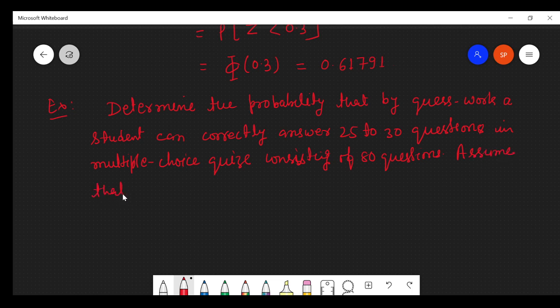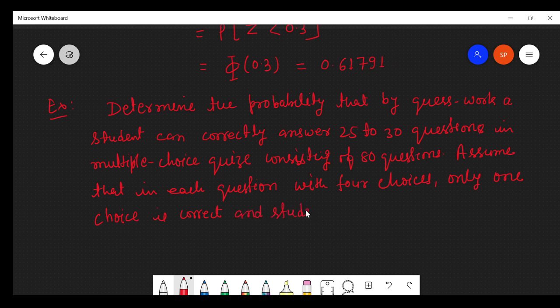Assume that in each question with 4 choices, only 1 choice is correct. A student has no knowledge.